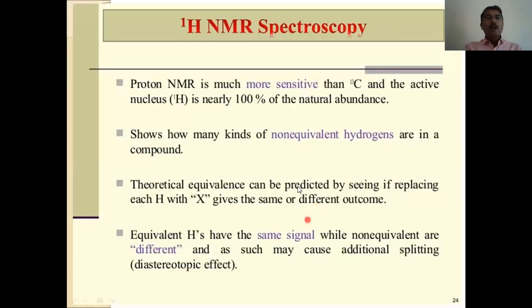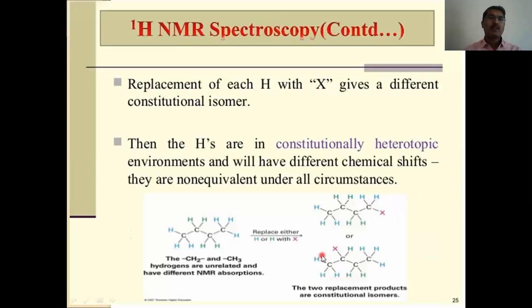H1 NMR spectroscopy. Proton NMR is much more sensitive than C13, and the actual nucleus H1 is nearly 100% of the natural abundance. It shows how many kinds of non-equivalent protons are in the compound. Theoretical equivalence can be predicted by replacing each hydrogen with X and seeing whether it gives the same or different outcome. Equivalent hydrogens have the same signal while non-equivalent ones are different, and as such may cause additional splitting, the diastereotopic effect. Replacement of each hydrogen with X gives different constitutional isomers.